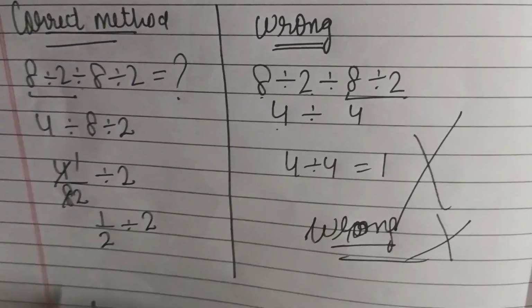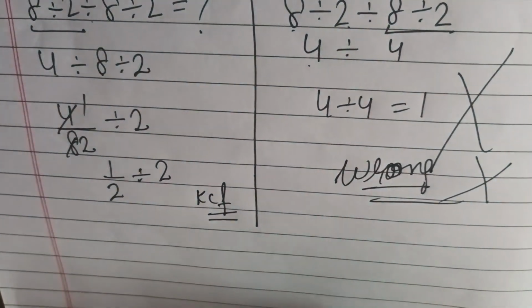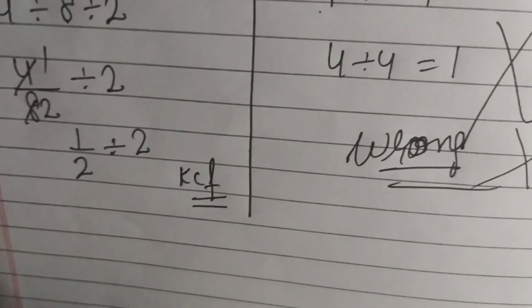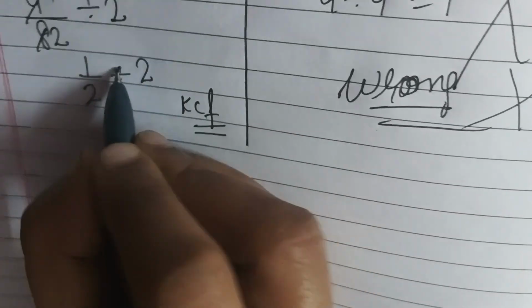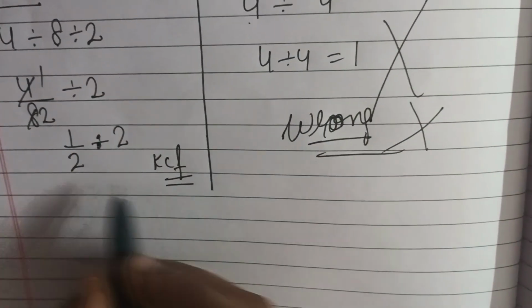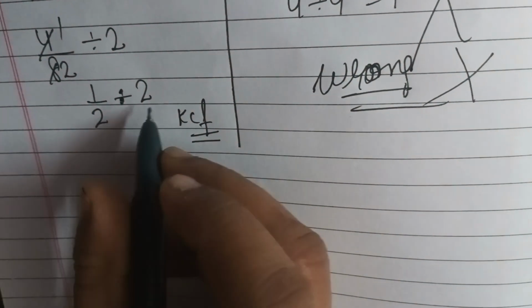Okay. Now, according to the KCF rule, if we have division, we can convert the sign into multiplication and change the numerator into denominator. So 2 will become 1 by 2.